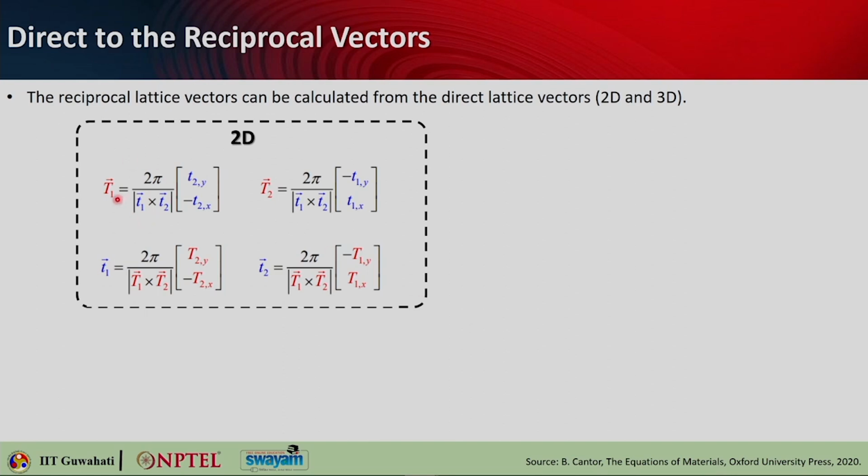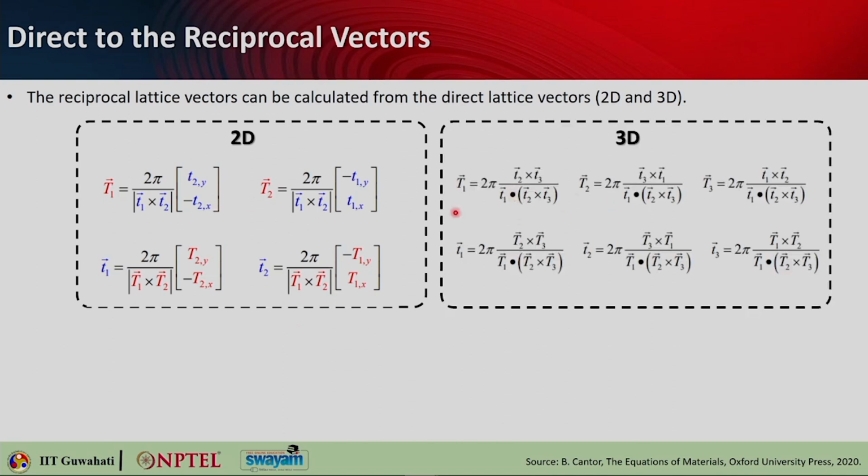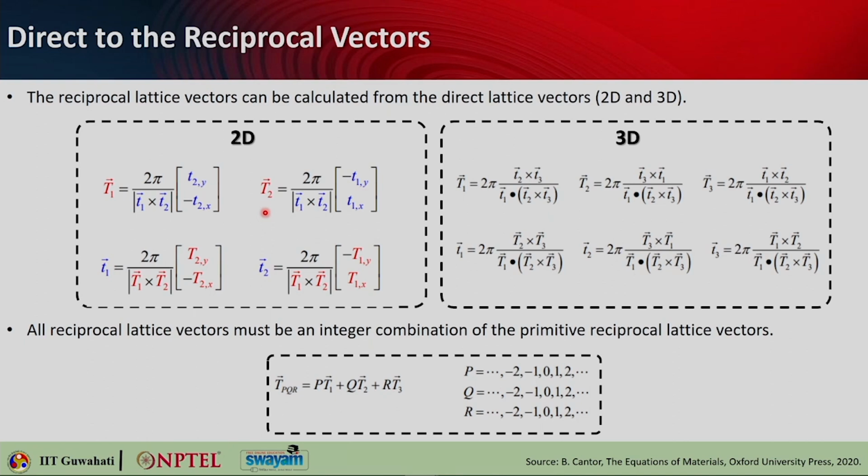Okay, so capital T1 and capital T2 are basically the reciprocal lattice vectors. And the blue ones, the small t1 and small t2, are the real lattice vectors. So this is how you can actually get the values of each other. So these are the values of how to obtain capital T1, capital T2, capital T3. This is for a 3D system, okay, and these are for a 2D system.